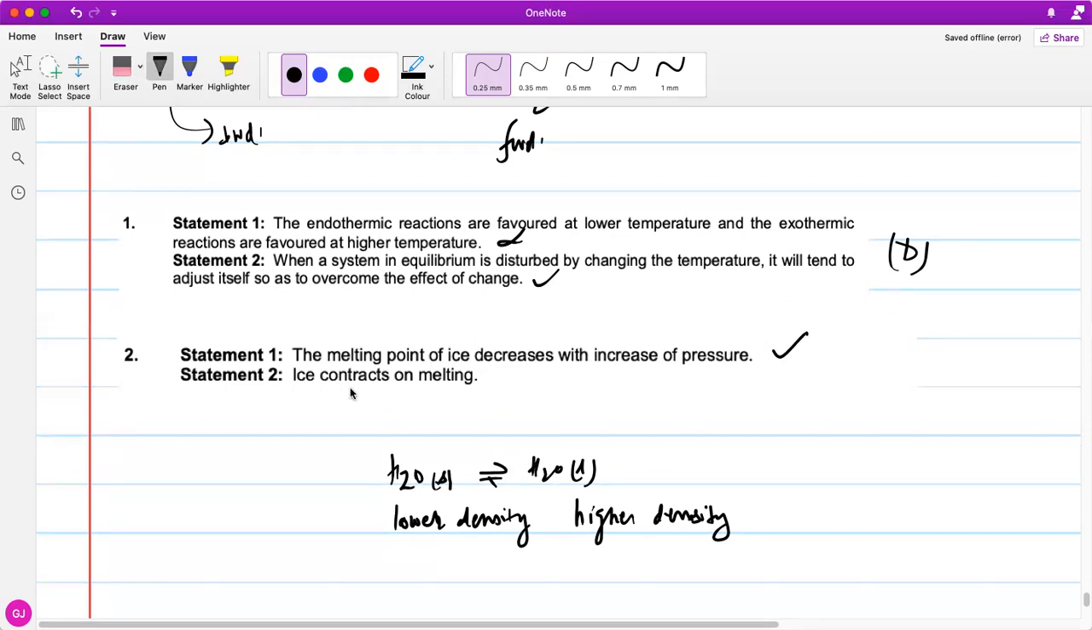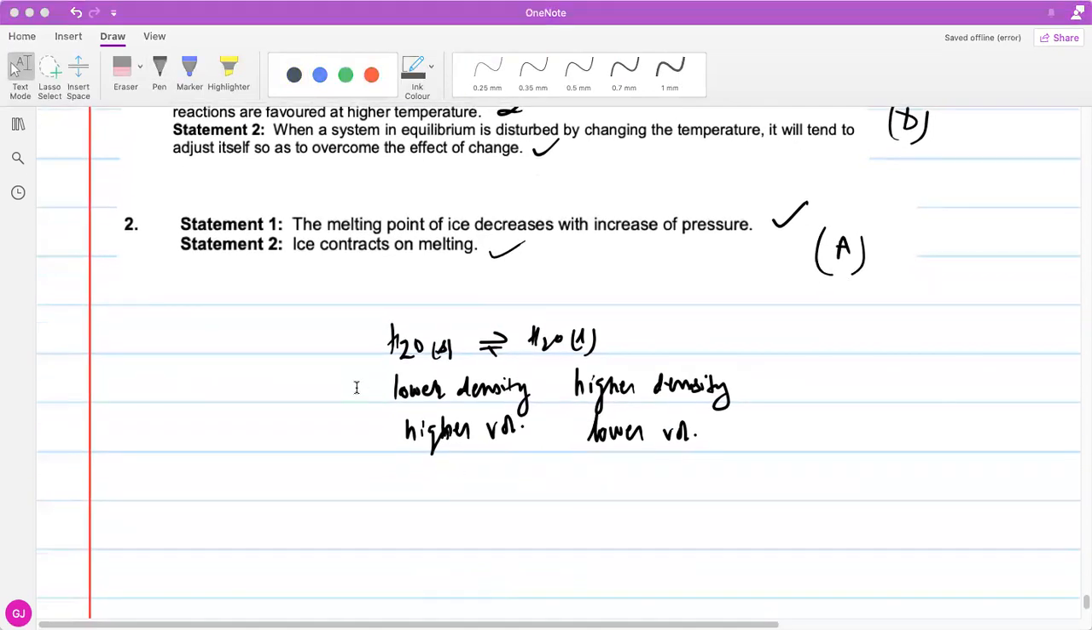And second statement, ice contracts on melting. Well, as you can see, H2O solid is lower density. That means higher volume. And H2O liquid is of higher density, which means lower volume, right? So it is contracting upon melting. So the statement is also correct. And the explanation is also right, that increase in pressure would shift the equilibrium towards higher density. Then third question.